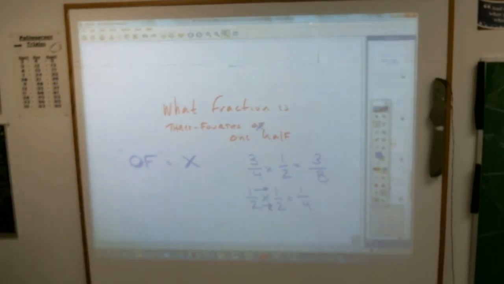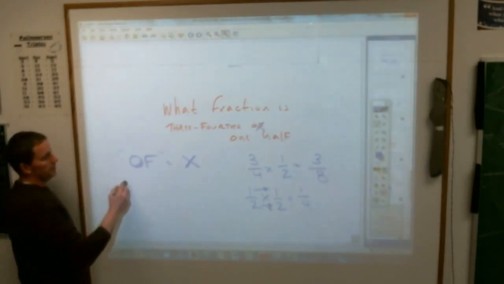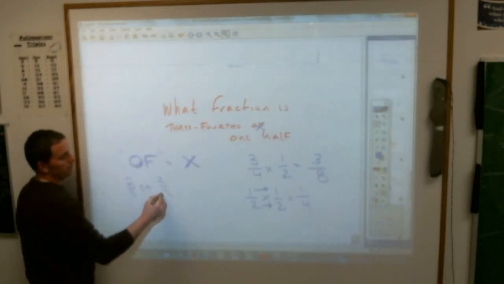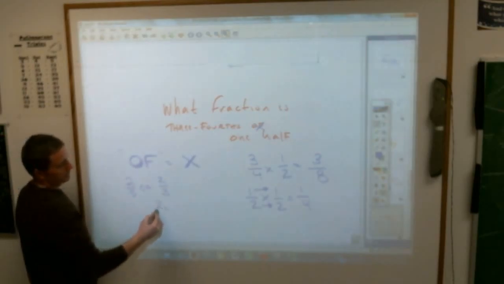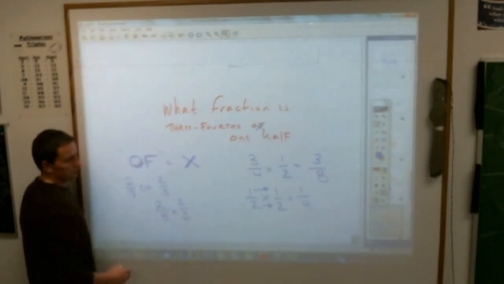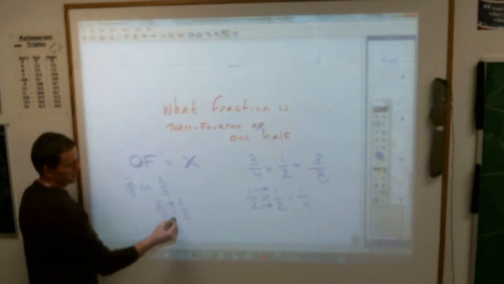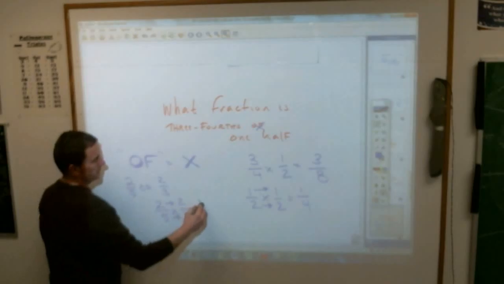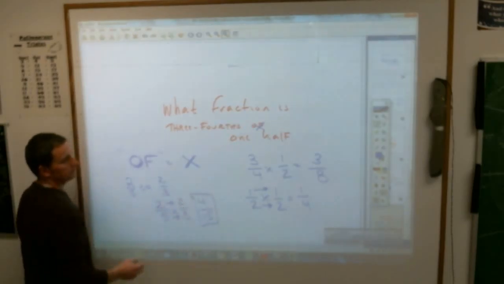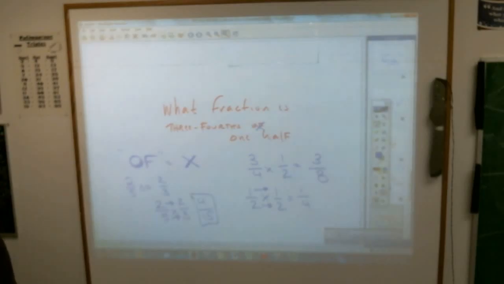Another question: what fraction is 2/5 of 2/3? 2/5 of 2/3 means you multiply 2/5 times 2/3, and you get 4/15. Like I said, it's all very, very simple here.